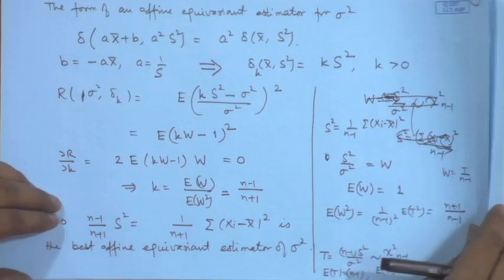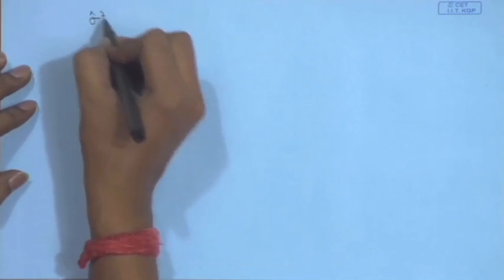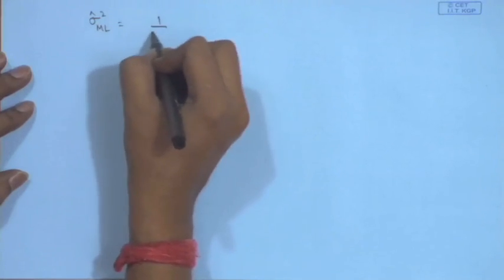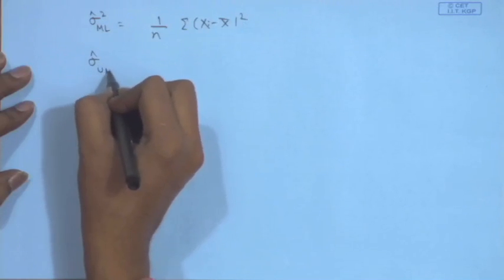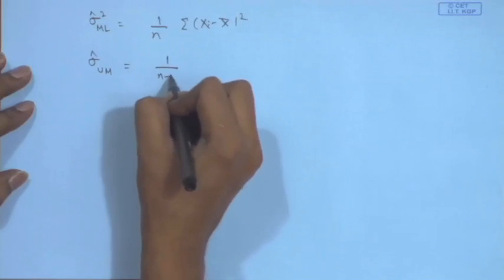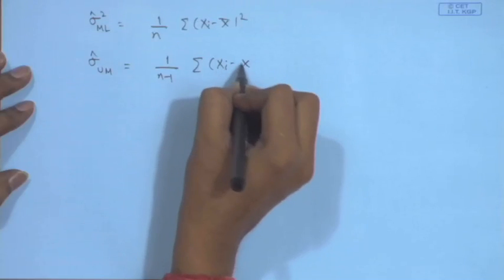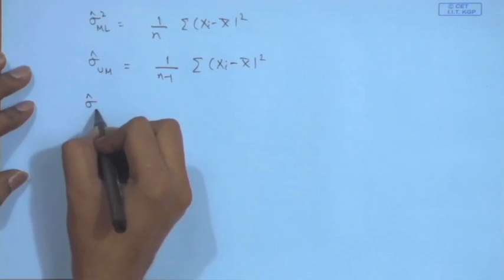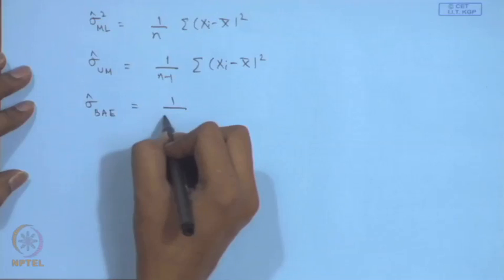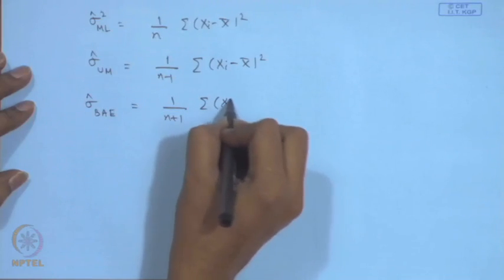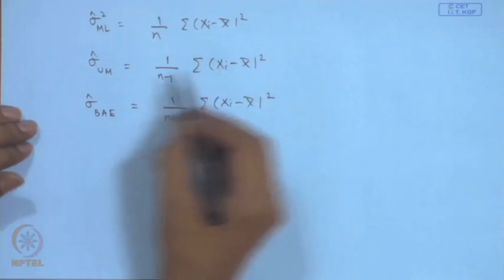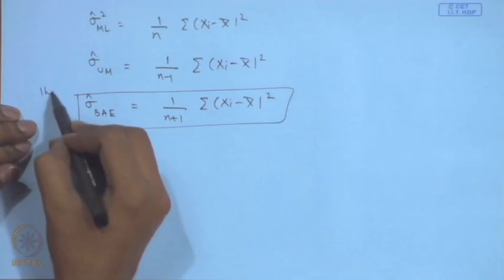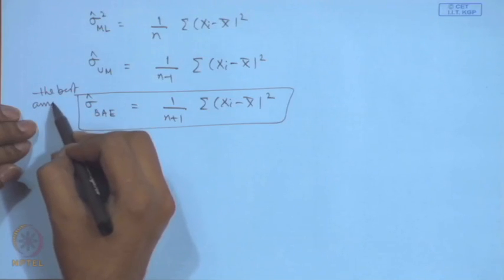So, let us take the whole thing in perspective here for the normal mu sigma square distribution. We had sigma square ML as 1 by n sigma x i minus x bar whole square. We had the minimum variance unbiased estimator as 1 by n minus 1 sigma x i minus x bar whole square, whereas the best affine equivariant estimator is now 1 by n plus 1 sigma x i minus x bar whole square. Since all of these are only multiples of sigma x i minus x bar whole square, this is the best among these three.